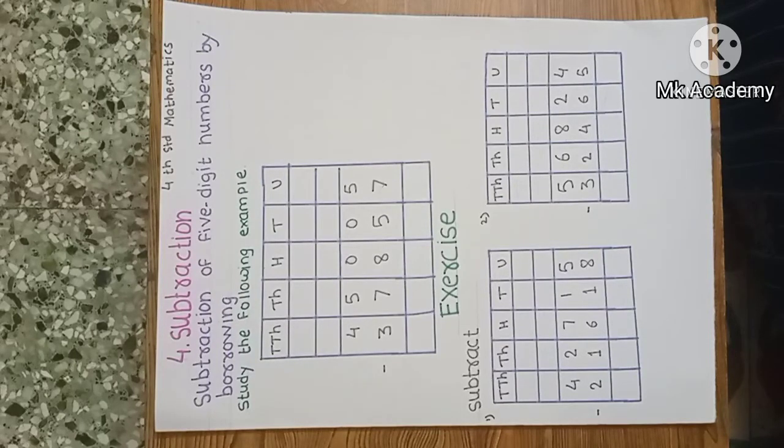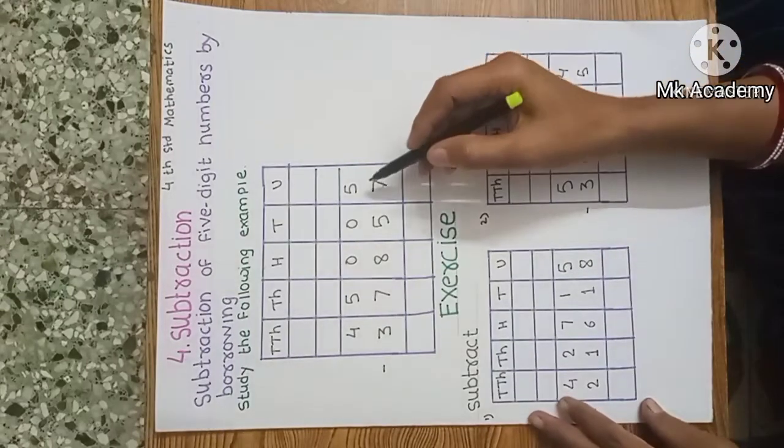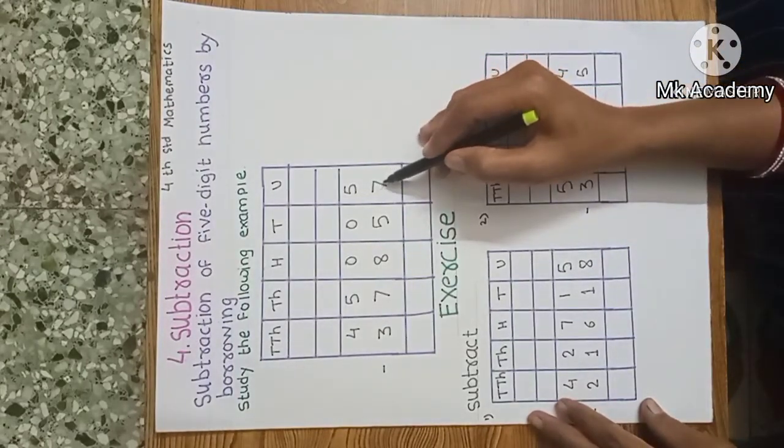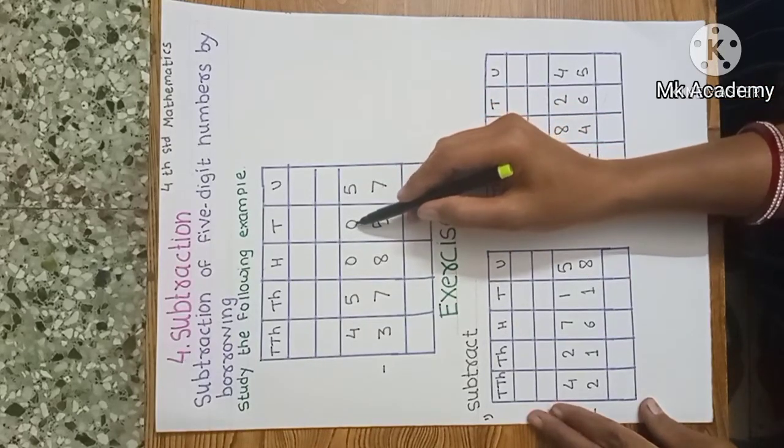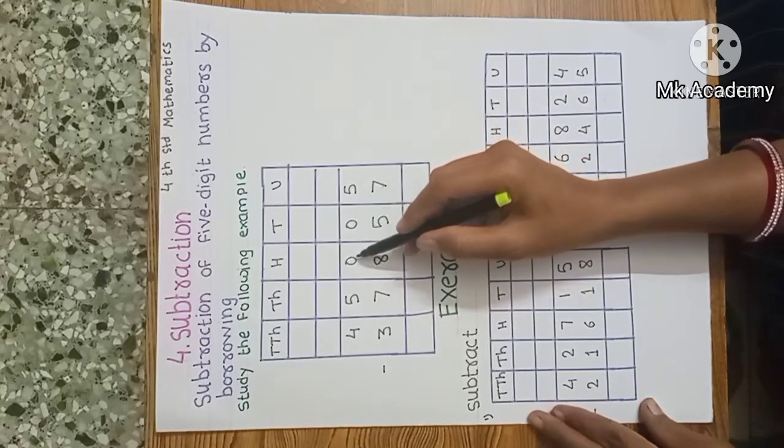45,005 minus 37,857. Start from the unit place. Here 7 cannot be subtracted from 5. Therefore, we borrow from tens. Here there are 0 tens, so we cannot borrow. Then we borrow from hundreds.